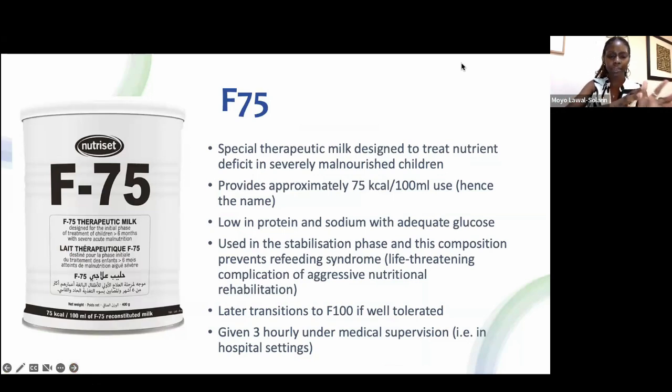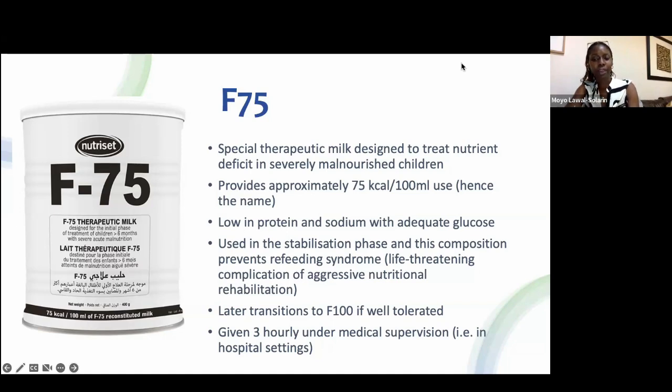So this is F75. It's a special therapeutic milk, and it's designed to treat nutrient deficits in severely malnourished children, especially those with medical complications. It provides approximately 75 kilocalories per 100 mils, hence the name. And it's got a special composition. It's low in protein and sodium, but has adequate glucose. And this composition is intentional because it's used in the stabilization phase, and it prevents refeeding syndrome.